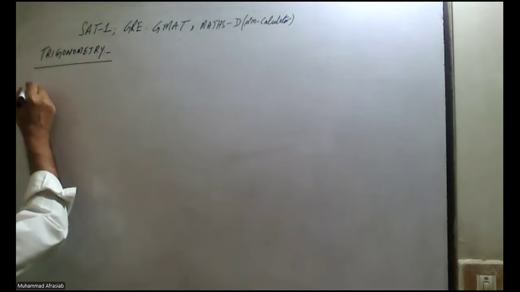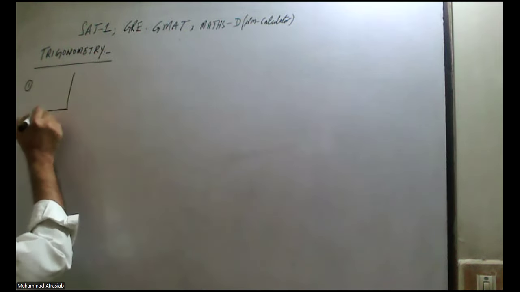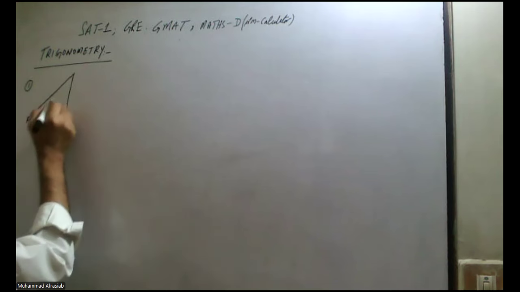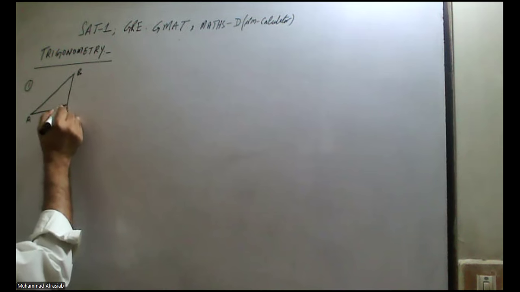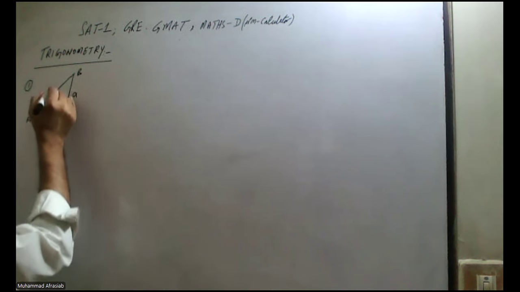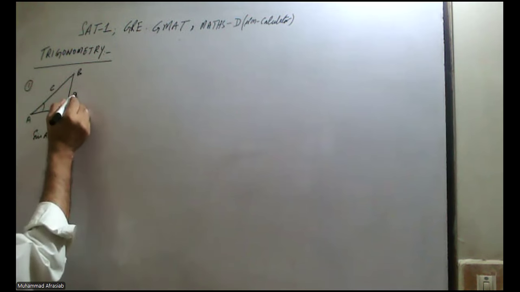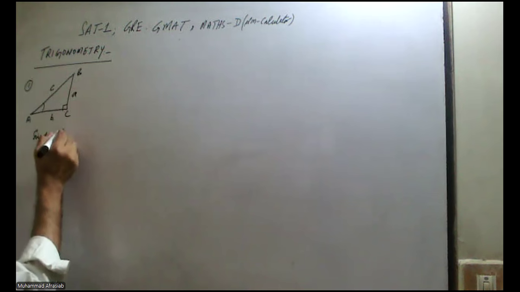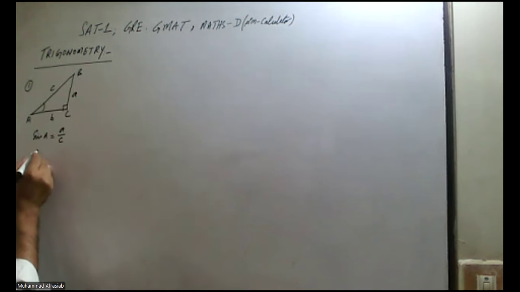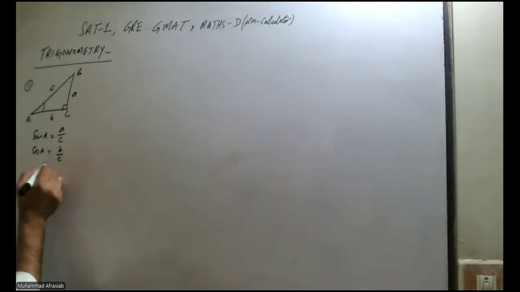So if it is a right angle triangle A, B, and C, where this side is small a, this side is small b, and this side is small c, then first of all, sine of A is equal to perpendicular over hypotenuse. Cos of A is equal to base over hypotenuse, and tangent of A is equal to perpendicular over base.